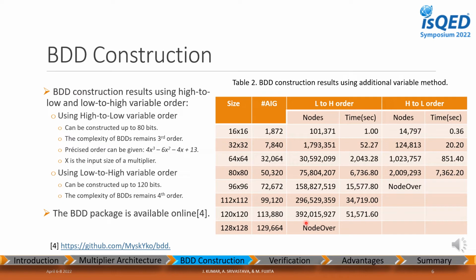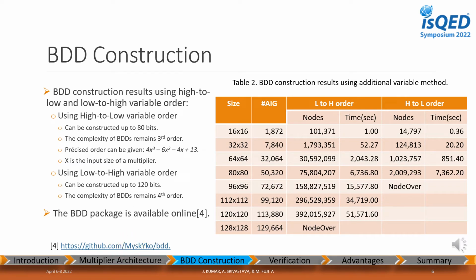to 120-bit multiplier circuits. The interesting point to note here is the complexity of BDD nodes remains third order with high to low variable ordering and fourth order with low to high variable ordering, with the increase in the input size of the circuit. In the case of high to low variable ordering, a precise third order formula can be derived as 4x cubed minus 6x squared minus 4x plus 13. The BDD package is available online and you can find it at the given link.